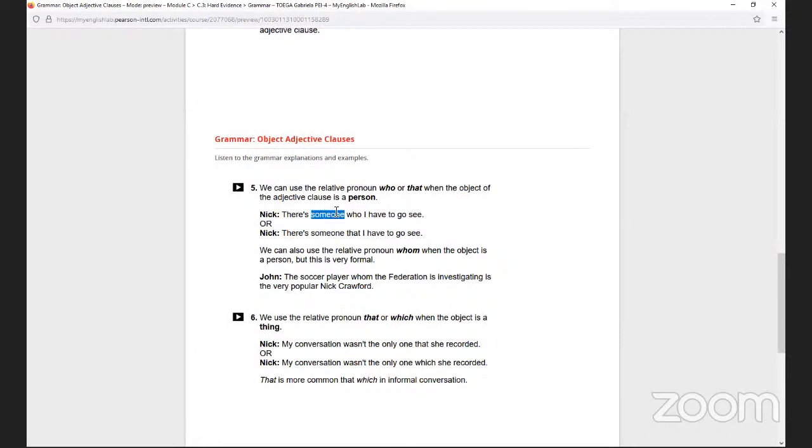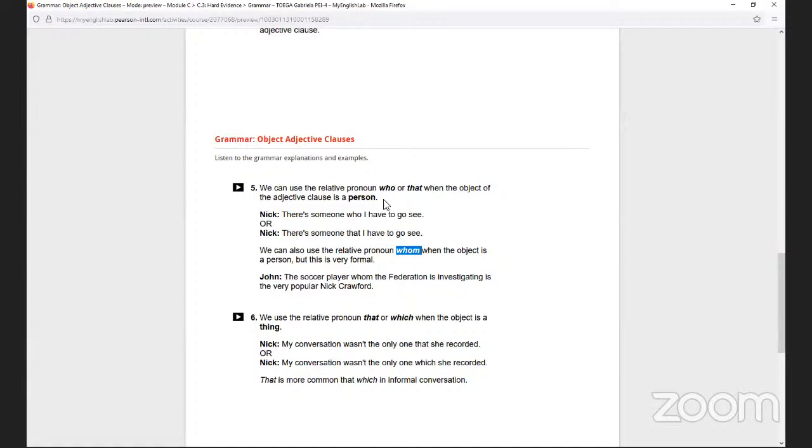Someone is a person. So I will use who: I have to go see someone, or maybe there is someone that I have to go see. So these two are what I will use for people. If I use who, it's more formal, right? And if I use that, it's informal. In some cases, we could use this whom, okay?